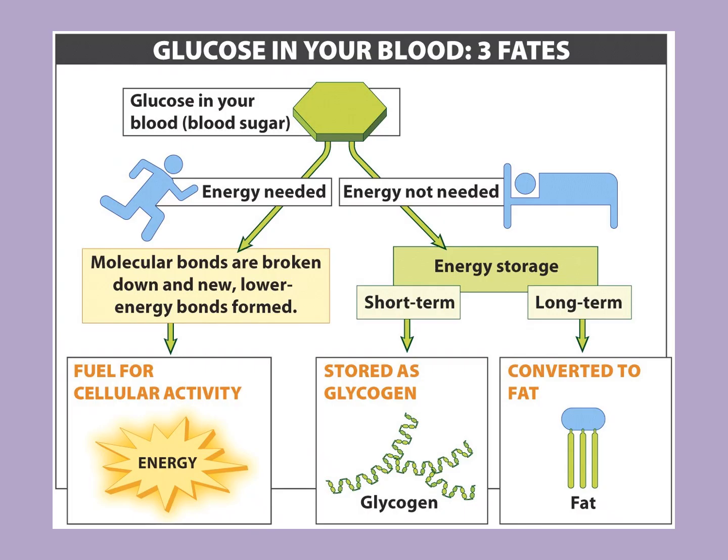When you have glucose in your blood, it has three fates. Glucose goes into your bloodstream. One path, if energy is needed, those molecular bonds are broken down, new lower energy bonds are formed, and you get fuel for energy.